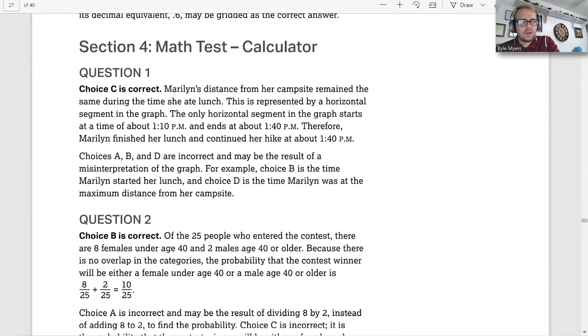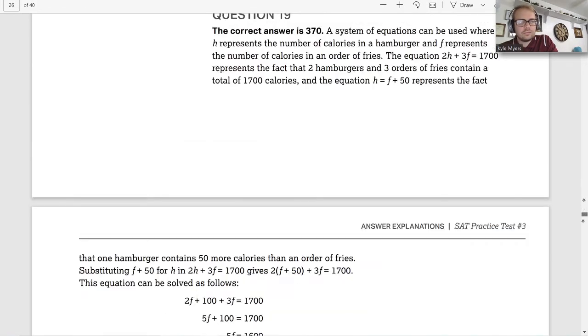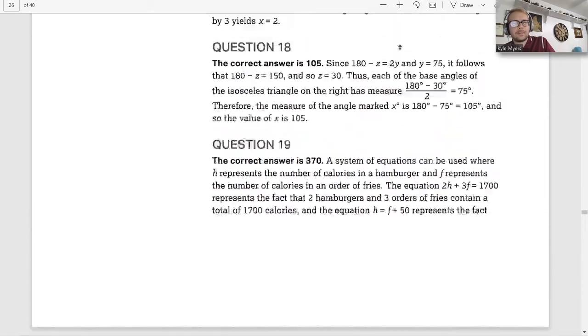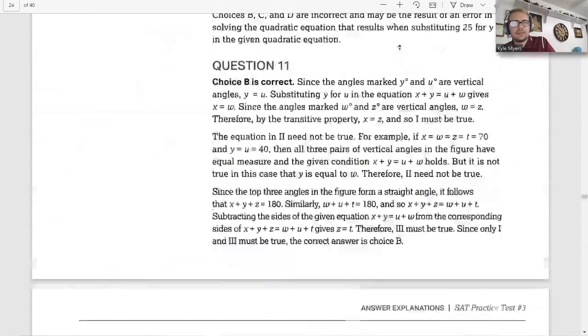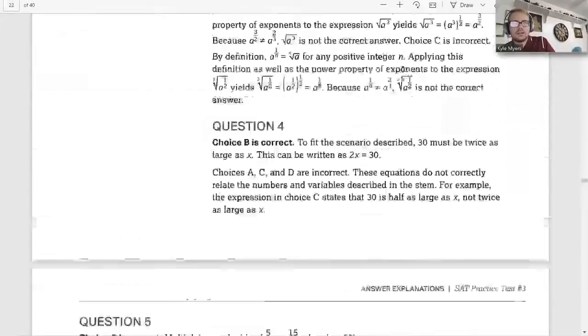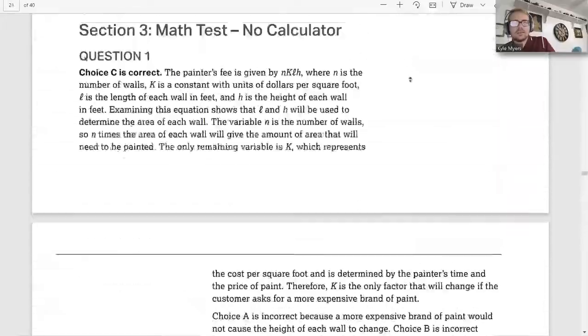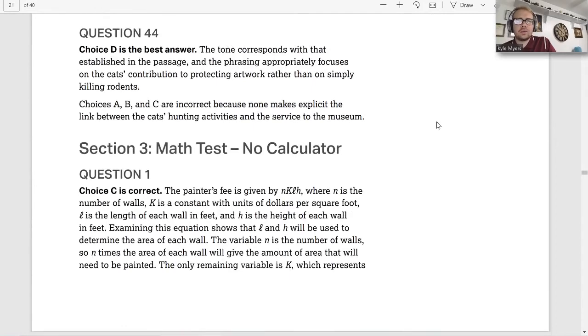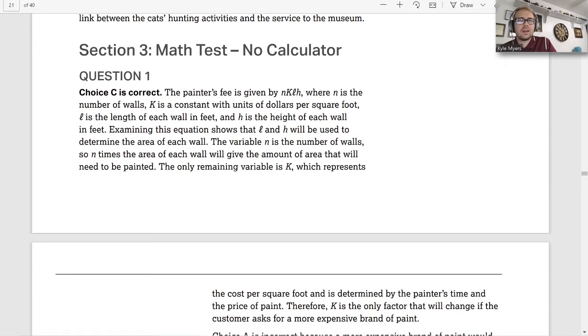Let's see if I can scroll back to, here we go. If it'll let me. Okay, let's just do this. Okay. So back to question 1, and we'll just leave it here in case we need to go back and look at the answer explanation. But there you go. There's all the explanations.